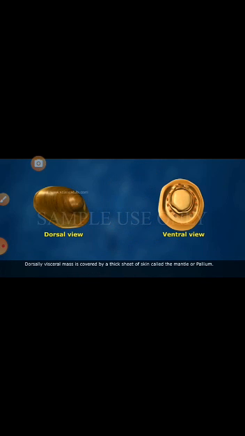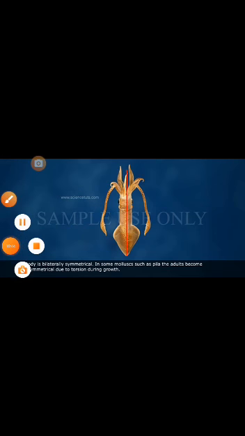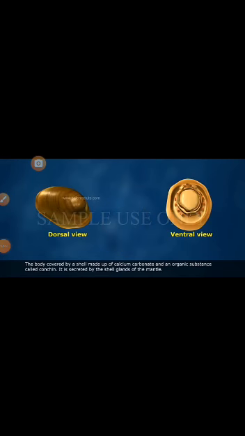Dorsally visceral mass is covered by a thick sheet of skin called the mantle or pallium. It encloses a space called mantle or pallial cavity between itself and the body. Body is bilaterally symmetrical. In some mollusks, such as Pila, the adults become asymmetrical due to torsion during growth. The body is covered by a shell made up of calcium carbonate and an organic substance called conchin. It is secreted by the shell glands of the mantle.